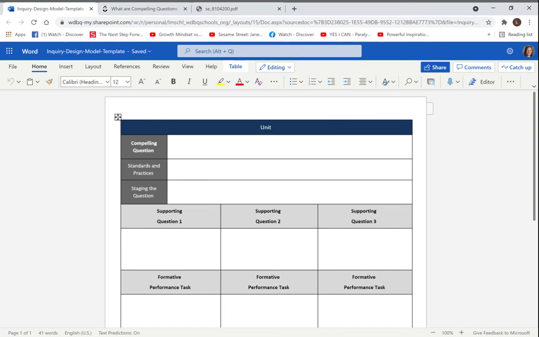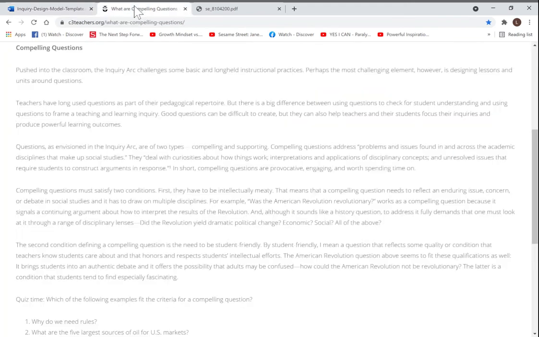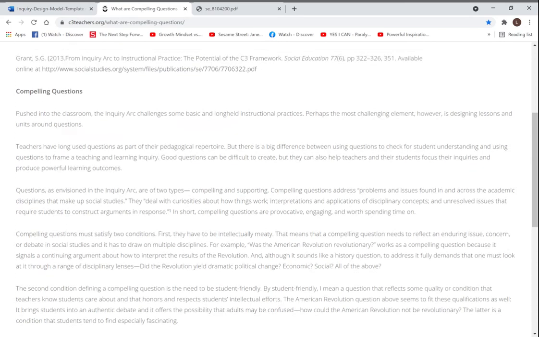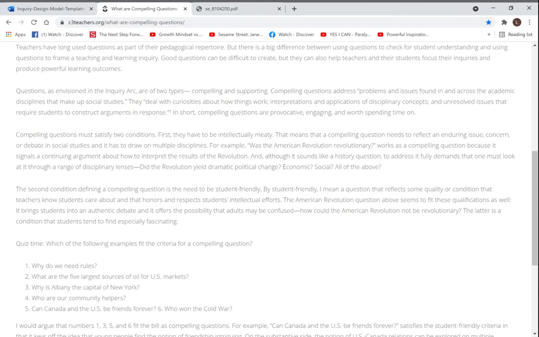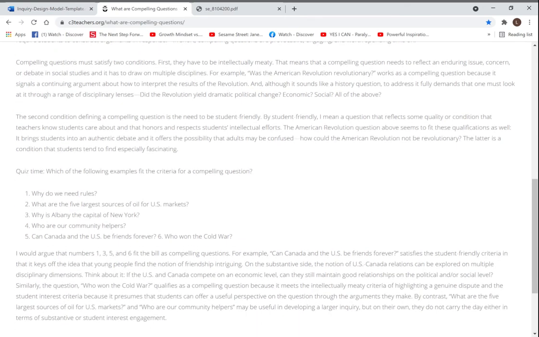I also wanted to share from C3's website some information about what compelling questions are. And there's a nice description here. They give some examples, but in short, compelling questions are provocative, engaging, and worth spending time on. And so there are some examples here. I like that they kind of went through and asked you to evaluate which would be good, compelling questions to give your students.